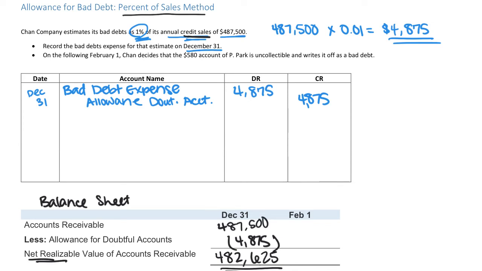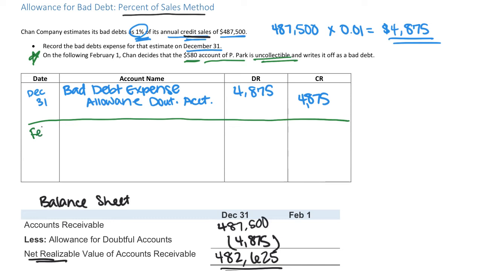All right, the next journal entry I want to go over is this one here in the middle of the screen. So it says, on the following February 1st, Chan decides that $580 in the account of P Park is uncollectible and writes it off. So probably the company's done everything they could. They've tried to contact them, they sent them a letter, they've called them, and they gave up. So that's what happens on February 1.